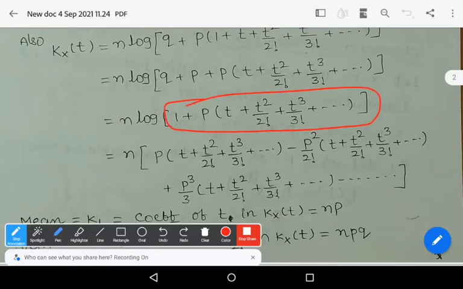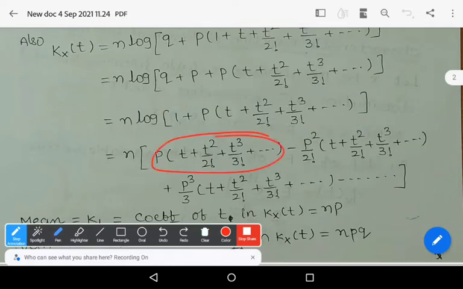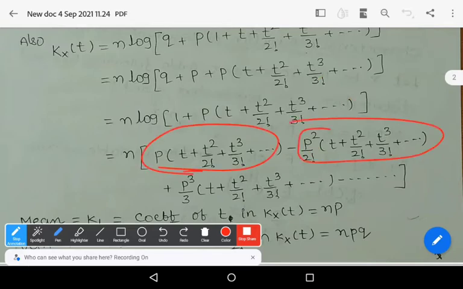Log(1 + x) = x - x^2/2 + x^3/3 and so on. I'm sorry, there is no factorial here, observe that. In the log(1 + x) formula, this whole term is treated as x. It means you apply log(1 + x) = x - x^2/2 + x^3/3 and so on. So this is the K_X(t).